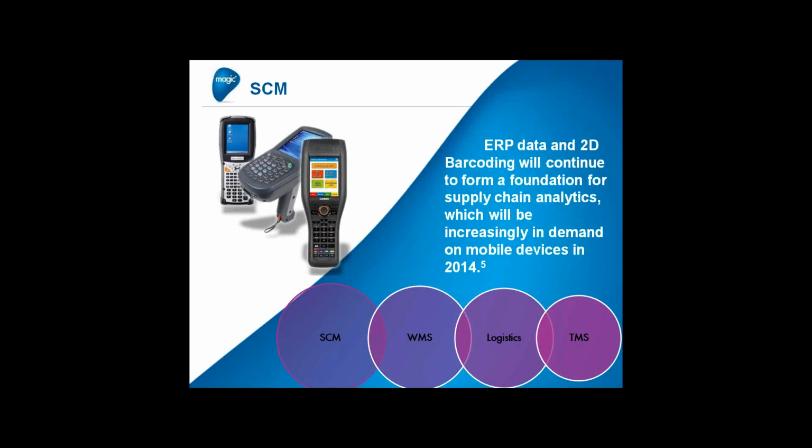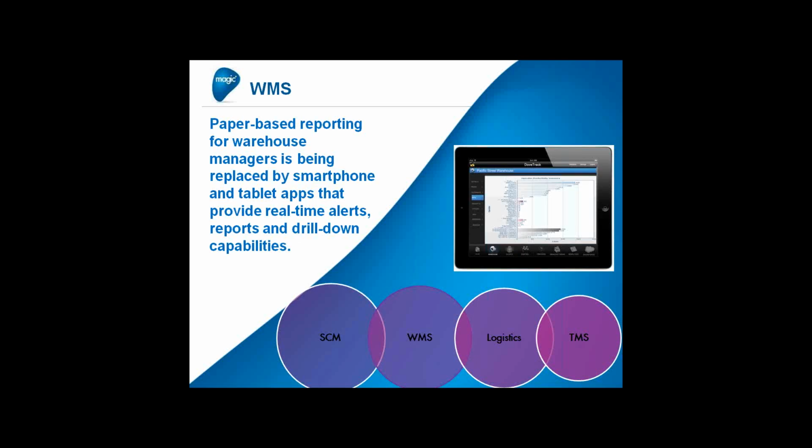Supply chain management also, of course, keeps us firmly in the present. ERP data and 2D barcoding are going to continue to form the foundation for supply chain analytics, which will be increasingly in demand on mobile devices in 2014. People want to be able to look at their mobile device and see what's going on in the supply chain. So they're looking for those dashboard-style apps that will give them the KPIs, the key performance indicators.